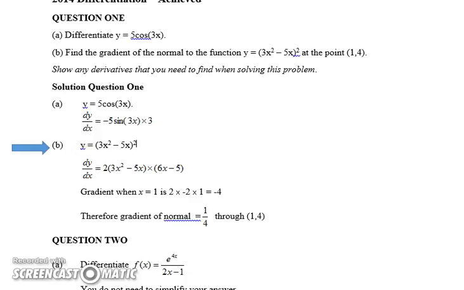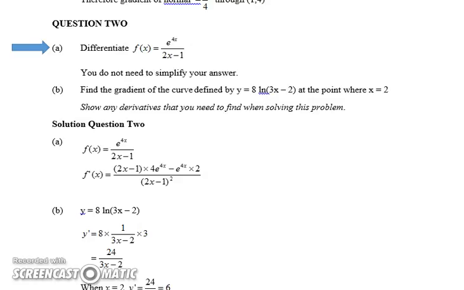When we want the gradient, we substitute x equals 1 into our gradient equation. Gets 2 times negative 2 times 1 equals negative 4. That's the gradient for our tangent. Here we ask for the gradient of the normal. The two gradients multiply to negative 1. So it's negative 4 times a quarter is negative 1. The gradient of the normal is positive a quarter.